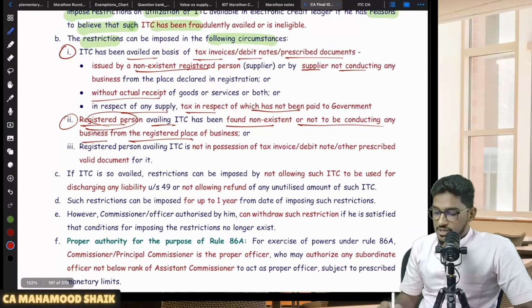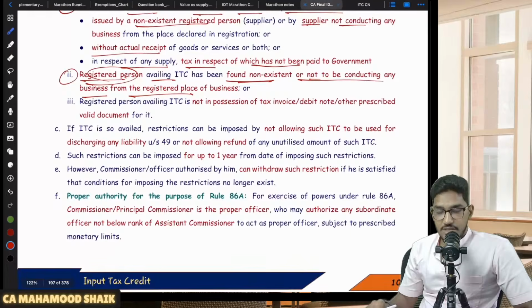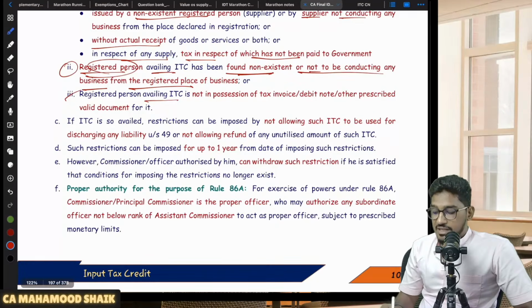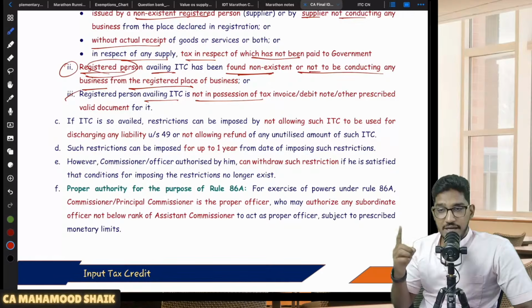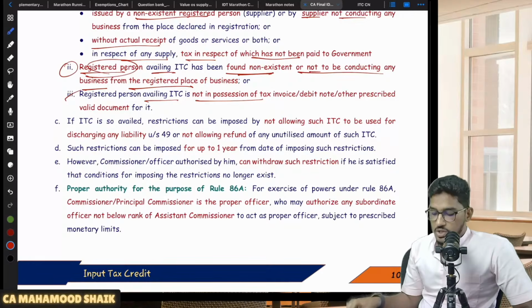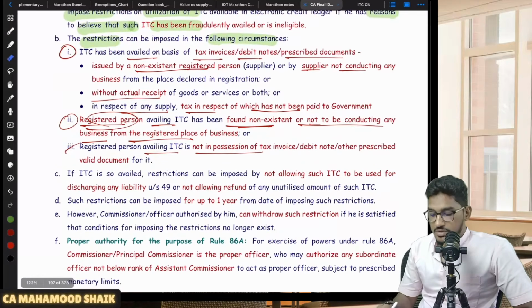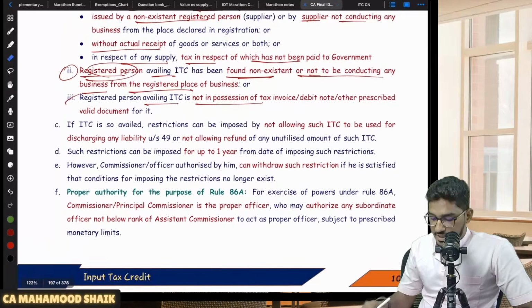Right. So a registered person availing ITC has been found non-existing or not conducting any business from the registered place of business. Or a registered person availing ITC is not in possession of a tax invoice, or the commissioner found that you are claiming ITC but you don't have any invoices. In these cases, they will restrict the usage of ITC.